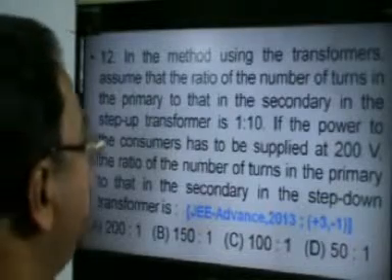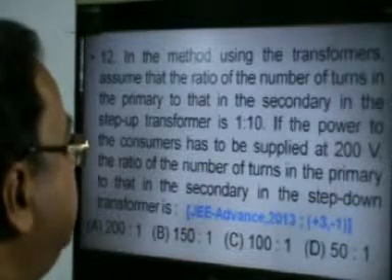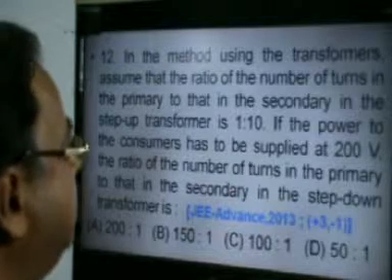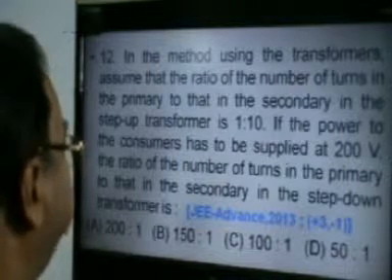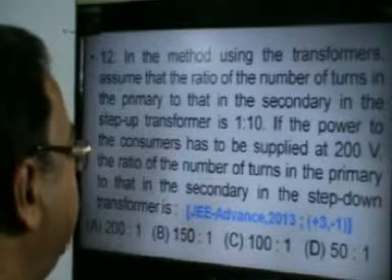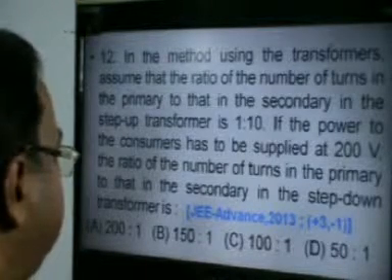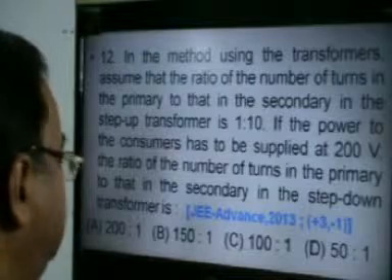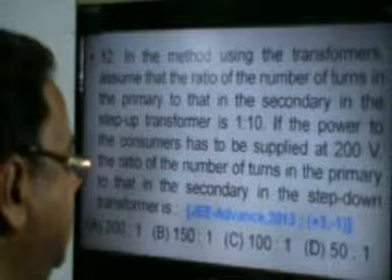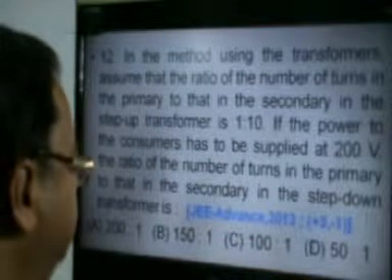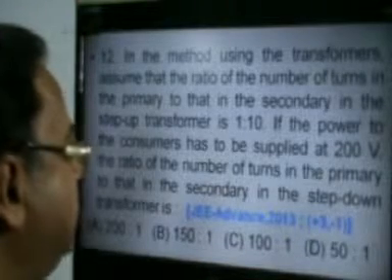Next question for the paragraph is: in the method using the transformers, assume that the ratio of number of turns in the primary to that in the secondary in the step-up transformer is 1:10. If the power to the consumer had to be supplied at 200 volt, the ratio of the number of turns in the primary to that in the secondary in the step-down transformer is A 200:1, B 150:1, C 100:1, and D 50:1. This has been asked in JEE Advanced 2013, plus 3 and minus 1 marks.